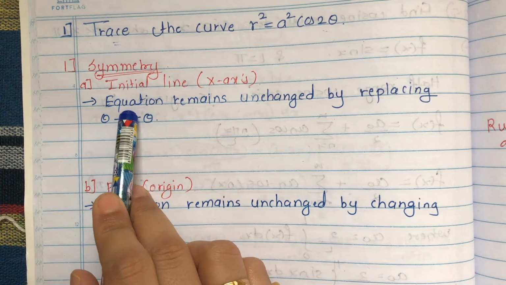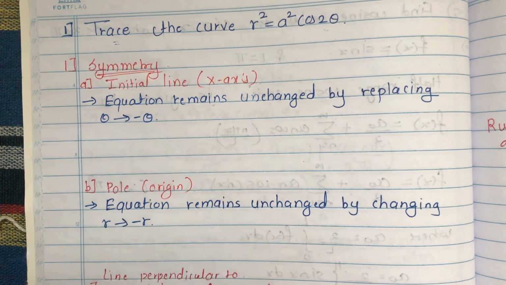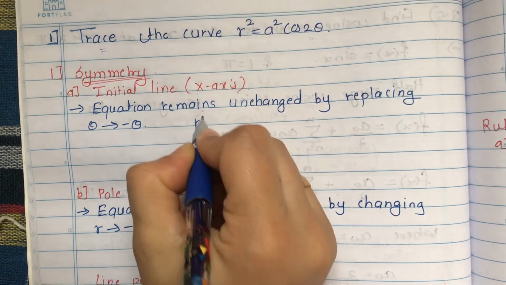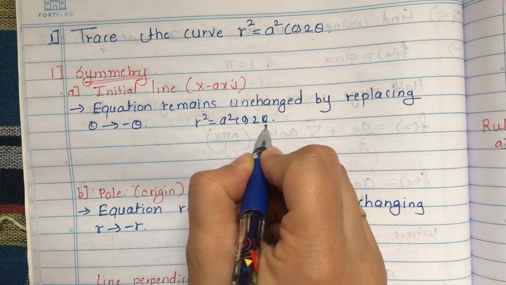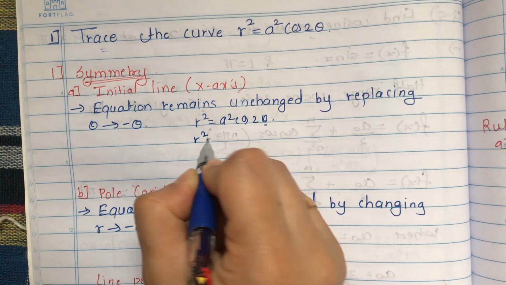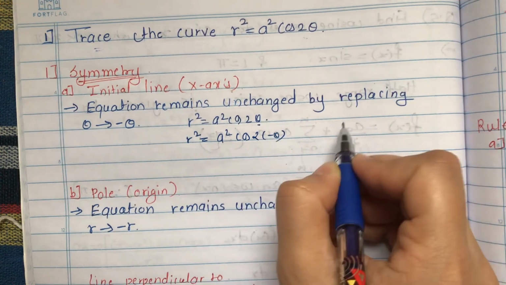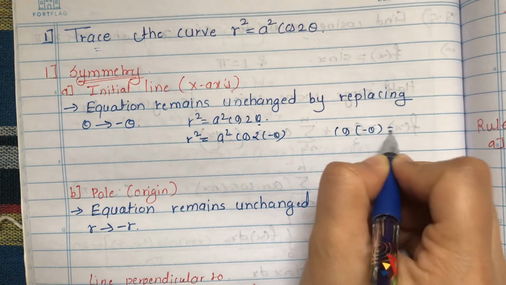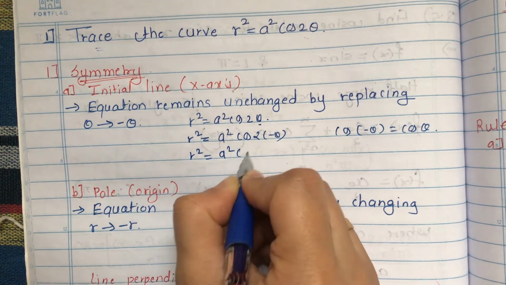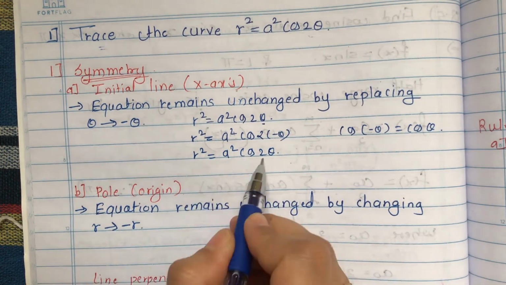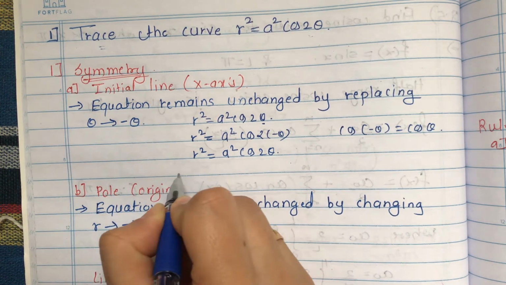So what is the condition? The equation remains unchanged by replacing theta with minus theta. Here the equation is r square is equal to a square cos 2 theta. We will replace theta by minus theta, so r square is equal to a square cos of 2 into minus theta. But cos of minus theta is equal to cos theta, so r square is equal to a square cos 2 theta. The equation remains the same, so the given curve is symmetric about the initial line.